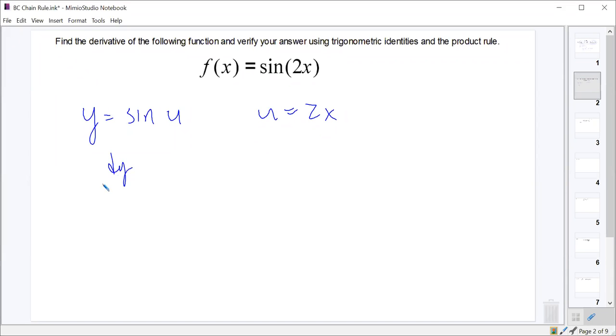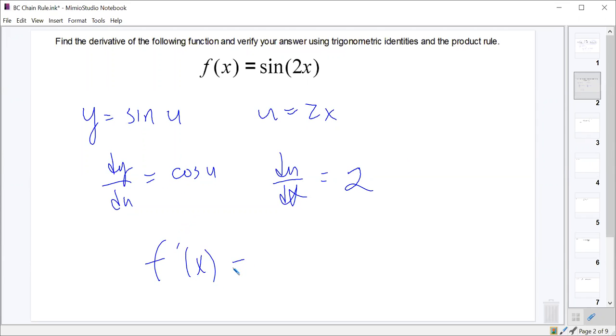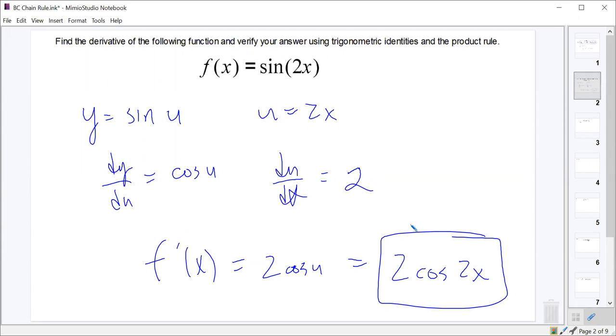So what's dy/du? What's the derivative of sine of u? Cosine of u. And what's du/dx? 2. So we've got the derivative f prime of x ought to equal dy/du times du/dx, which is 2 cosine u. And since we're talking about f prime of x, it needs to be in terms of x, so 2 cosine of 2x. Okay. So anytime there's a function within another function, we have to use this chain rule.